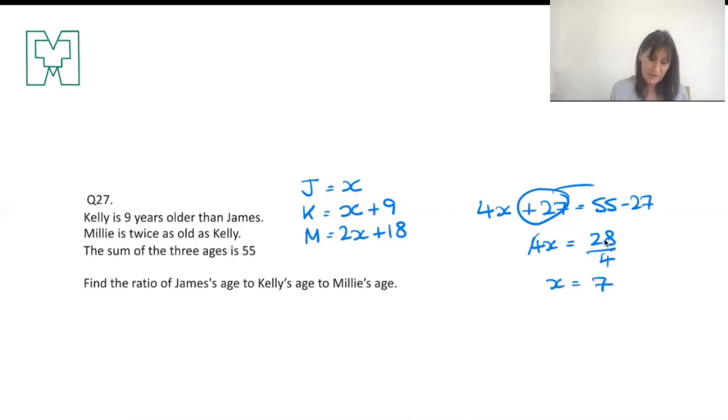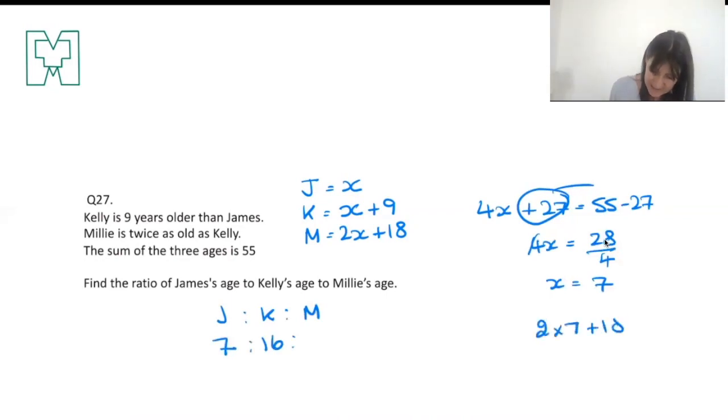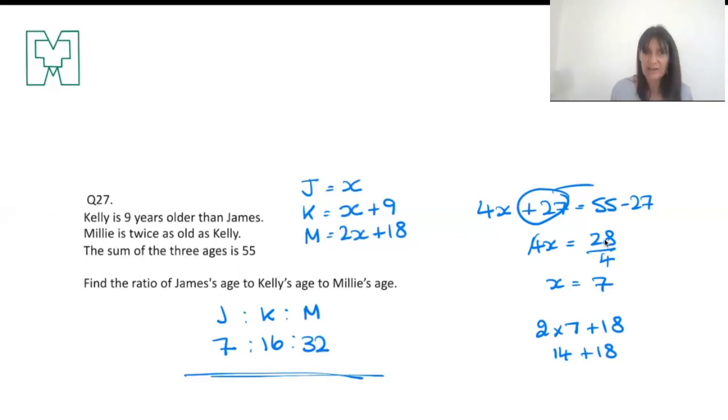Now, we're being asked to find the ratio of Jamie's age to Kelly's to Millie's. Now, we know Jamie is x, which is 7. Kelly is x plus 9. So 7 plus 9, which is 16. And then Millie is 2 times 7 plus 18. So we've got 14 plus 18, which is 32. And that is the answer for that one.